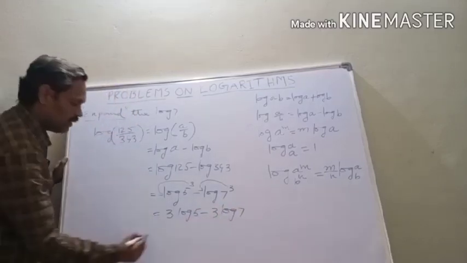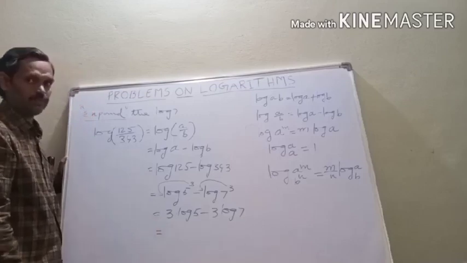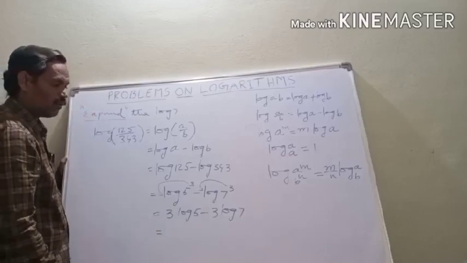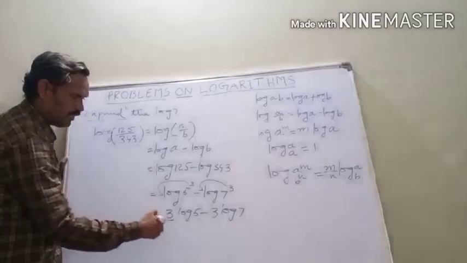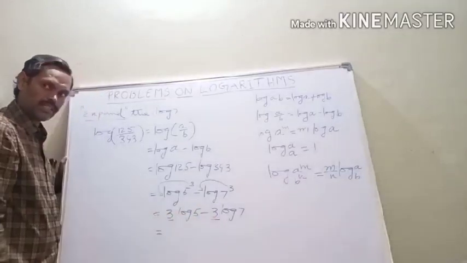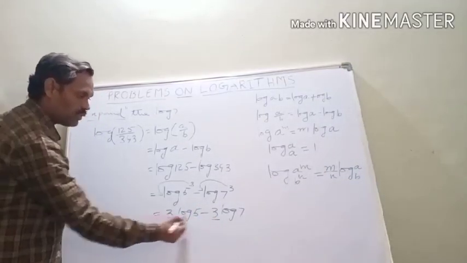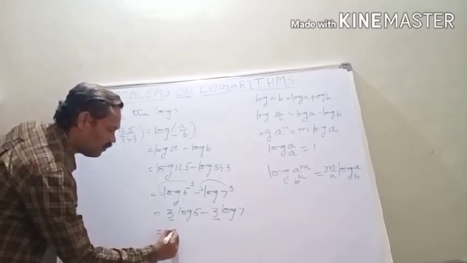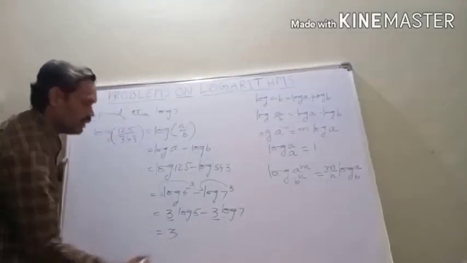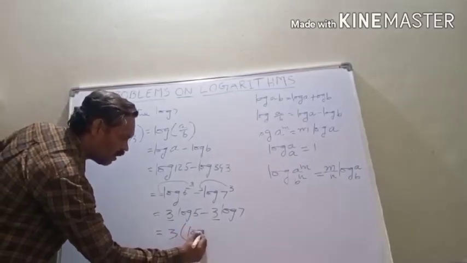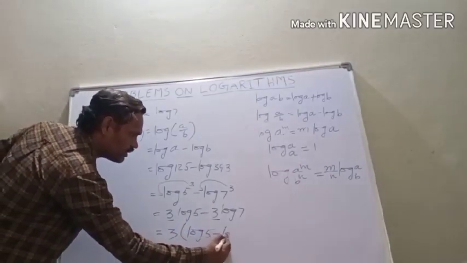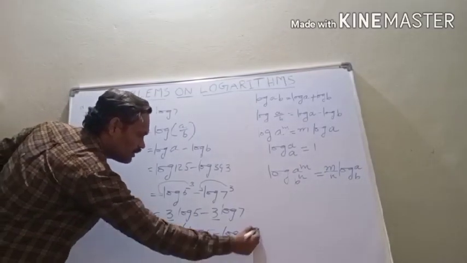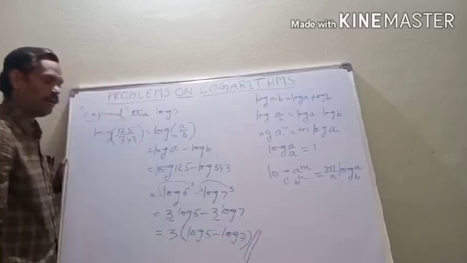Now, this step will be reduced. How? You can find here the coefficient is 3. Here the coefficient is 3. So, by log, we have the same coefficients. That's why we are taking the common factor as 3. Then, what happens? Log 5 minus log 7. This is the final simplified answer.